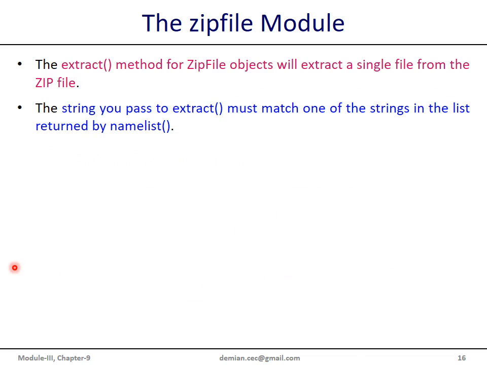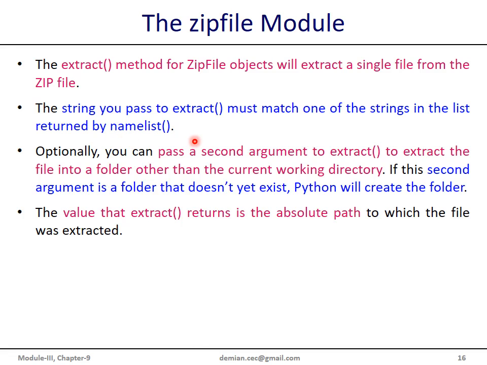We have one more method called extract. This method, again, is associated with the zip file object. It extracts a single file from the zip file. Remember, the string that you pass to the extract method must match one of the strings in the list returned by the namelist method of the zip file object. Otherwise, it will generate an exception.